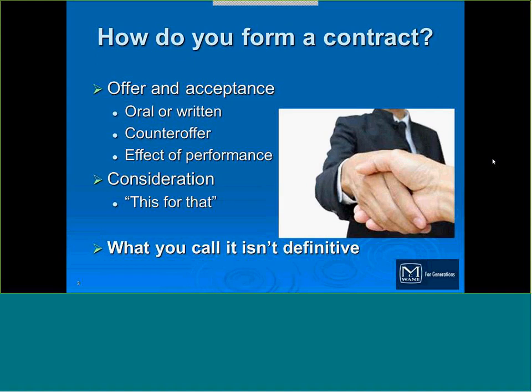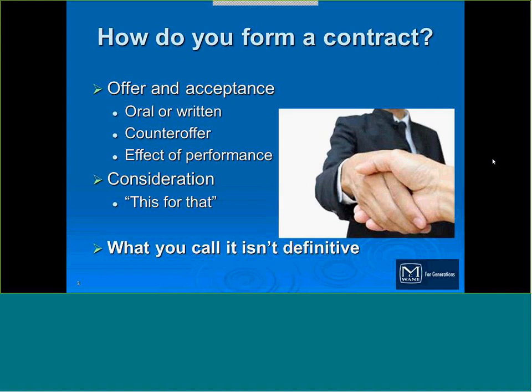Now, if John comes to me and he says, I want to buy your jacket for $5, and I don't say anything, but I take the jacket off and I hand it to him, do we have a contract? Yes, we probably do, because I have accepted John's offer by performing what he asked. I gave him the jacket. Now, he'll have to give me the money, but we have a contract.